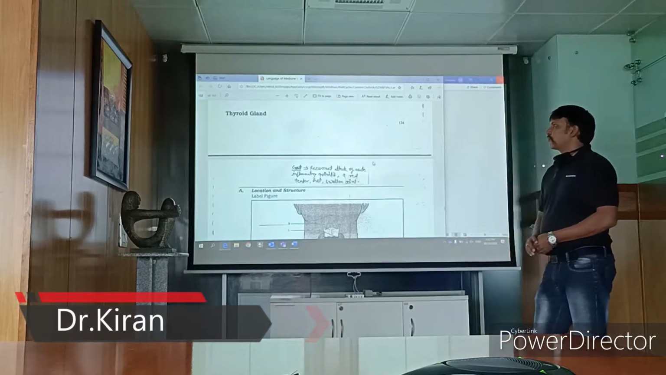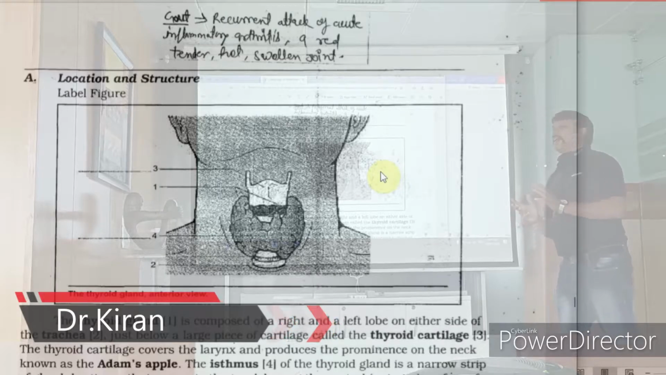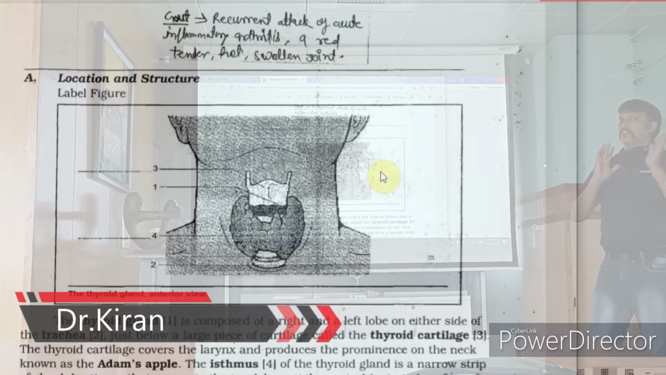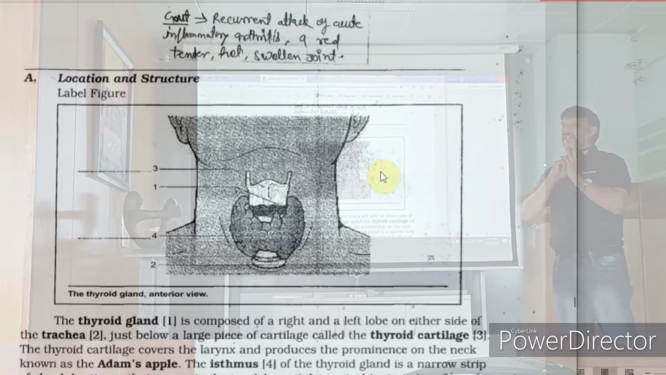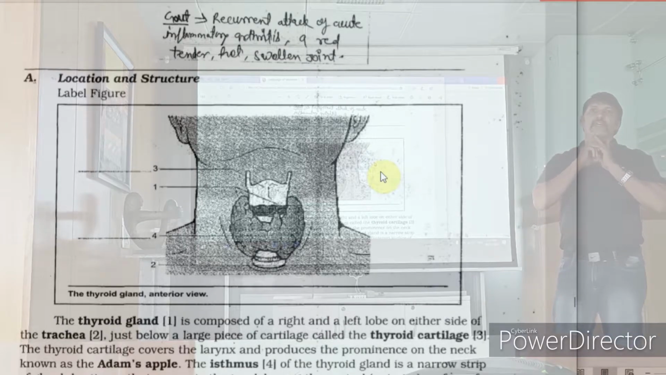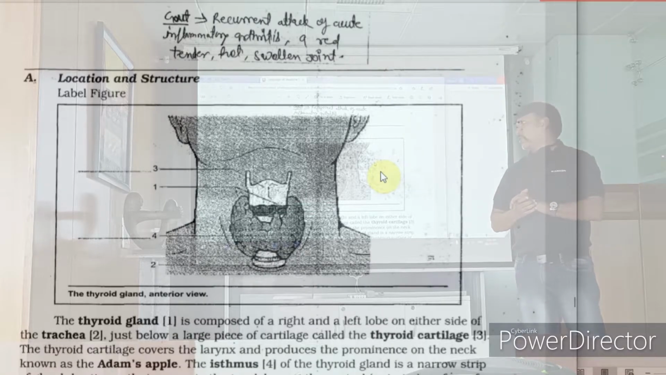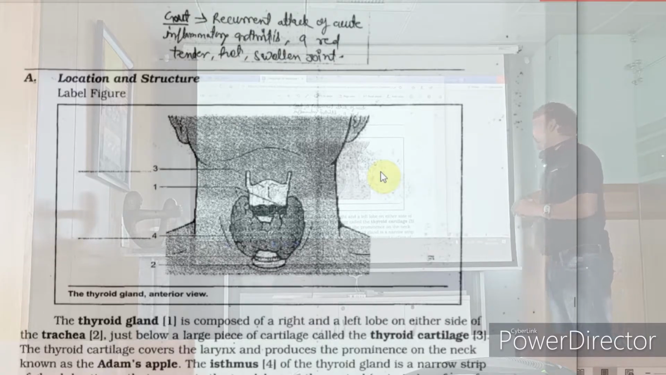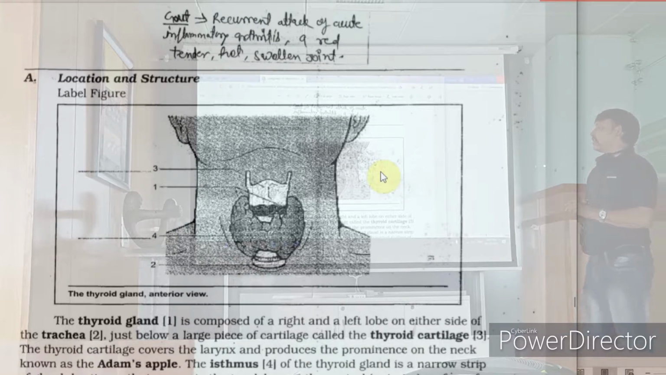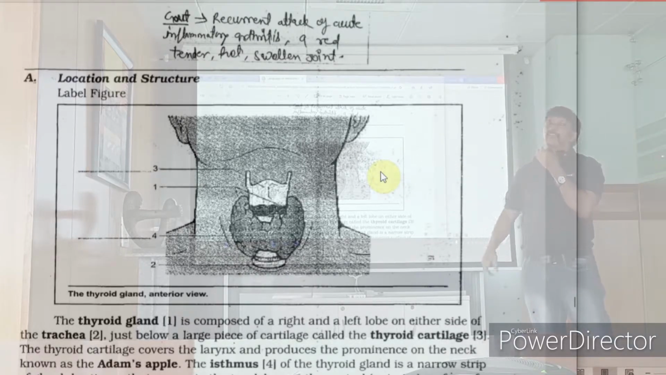Next comes thyroid. The thyroid gland has a right and left part known as lobes, on either side of your trachea. The trachea is your windpipe. It has two parts, a butterfly shape, as we call it. It is mentioned as thyroid gland there. Just below is a large piece of cartilage known as thyroid cartilage. That is number 3, your Adam's apple.